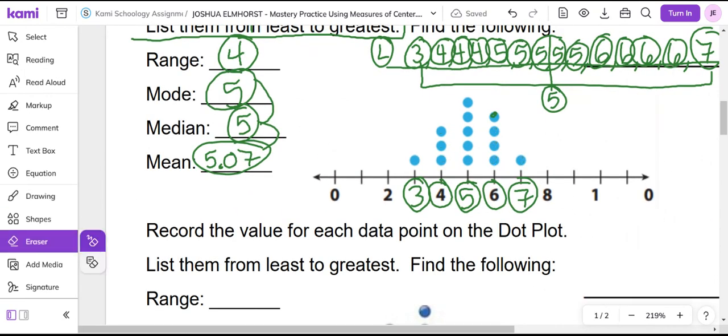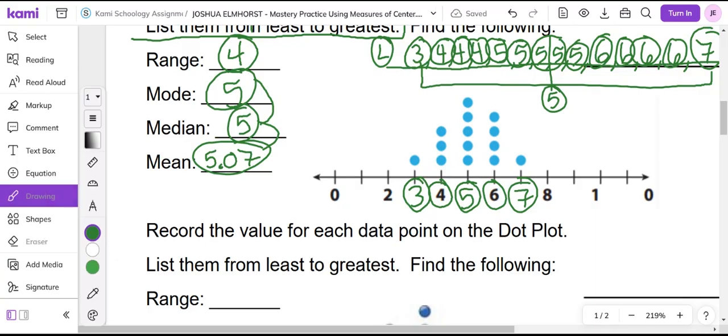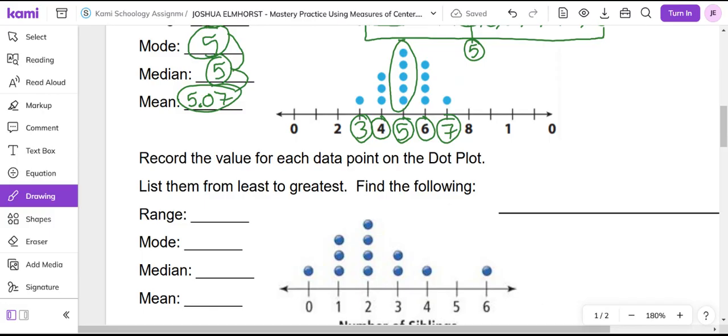Now look at the dots in the plot. Is the data spread out or is it centered around 5? So the data is all centered right around 5.